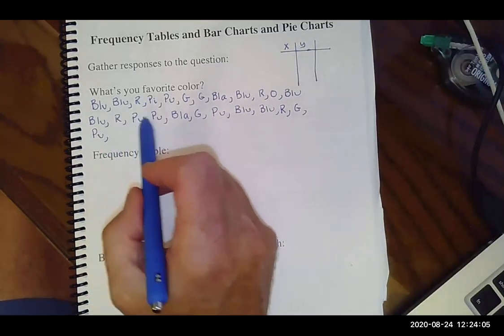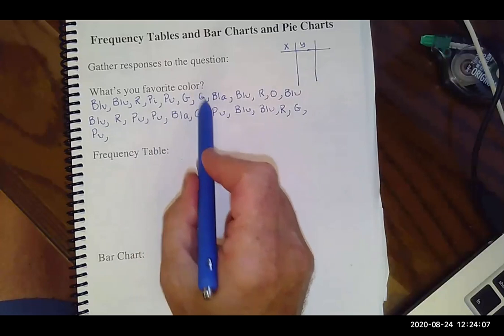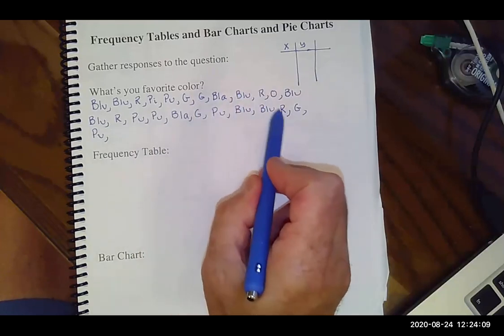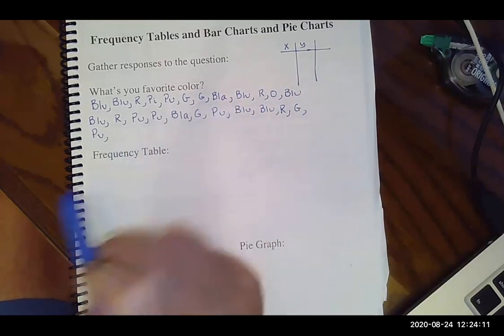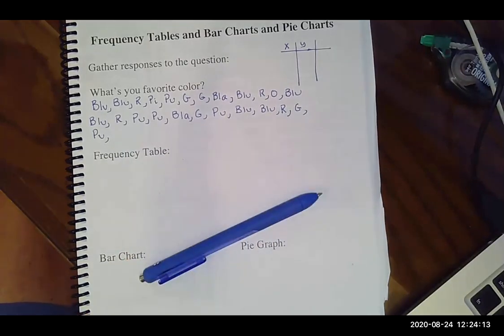Two, 4, 6, 8, 10, 12, 14, 16, 18, 20, 22, 24. I have 24. How many people in the class? And I have 27. So it might be a few people thought they responded. Red. Okay, and didn't get a chance. Okay, I have one more there.